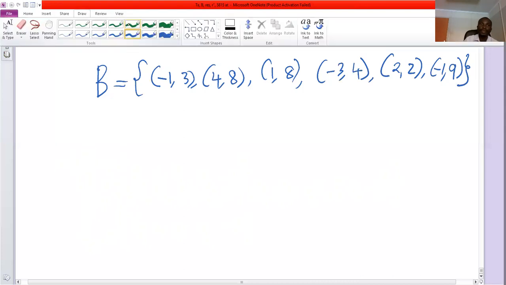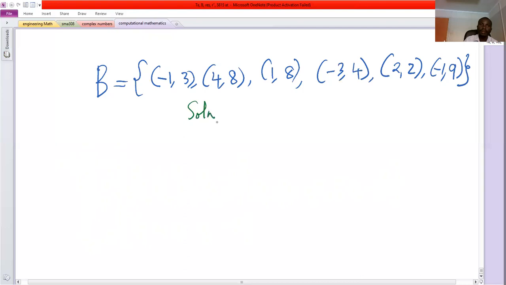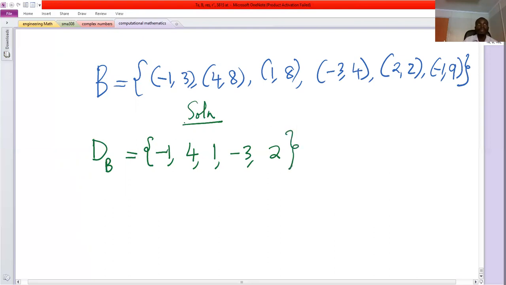So solution: the domain of the relation B is denoted by D sub B. So pick all the first members in each pair. So we have -1, and then 4, and then 1, then -3, and then 2. We write -1 only once because we are writing elements of a set, and we've already written -1, so there's no need of repeating the element.